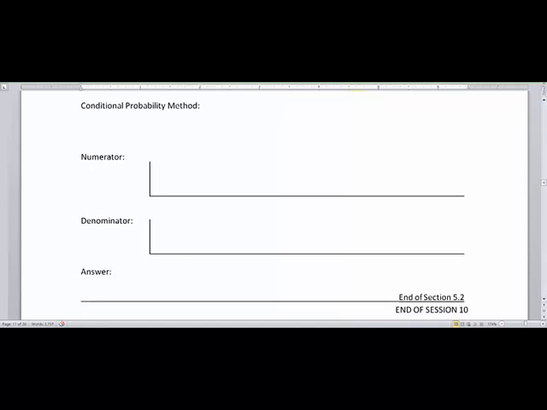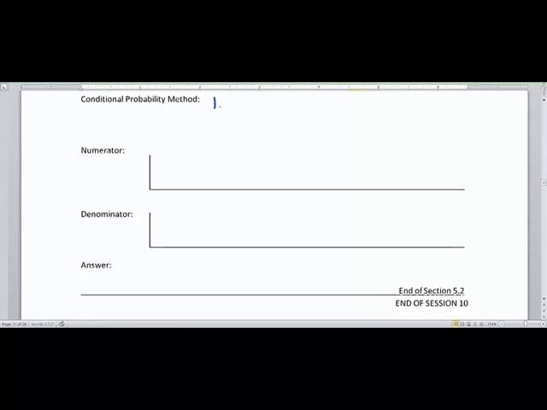And if you really like the previous method, copy these in your notes and then just use the previous method. But the mathematical method states that the conditional probability is defined as the probability of A and B happening divided by the probability of B happening. So let's look at the probability of A and B.